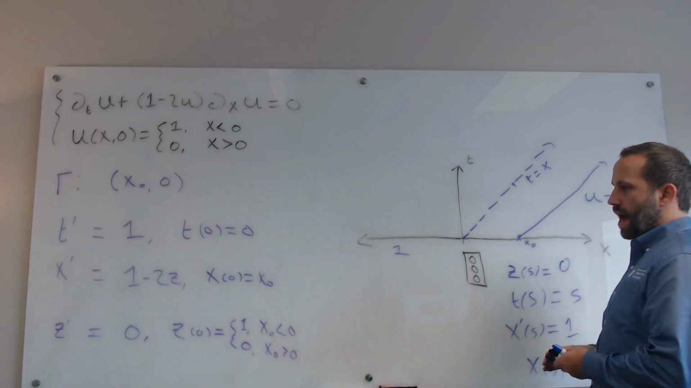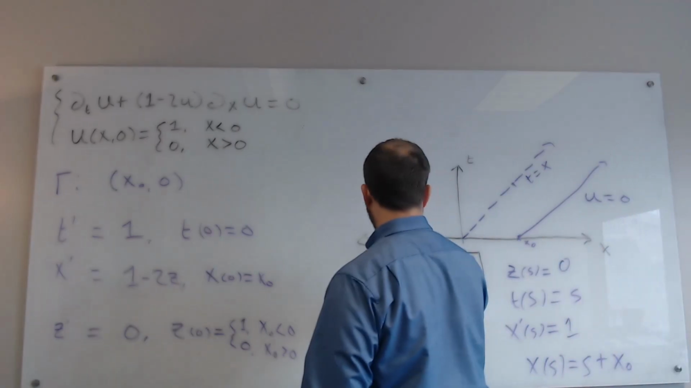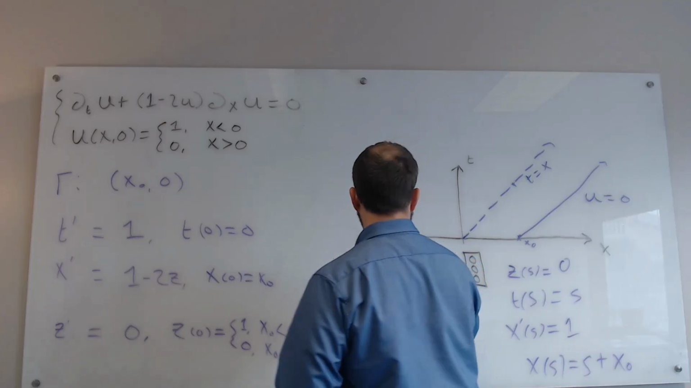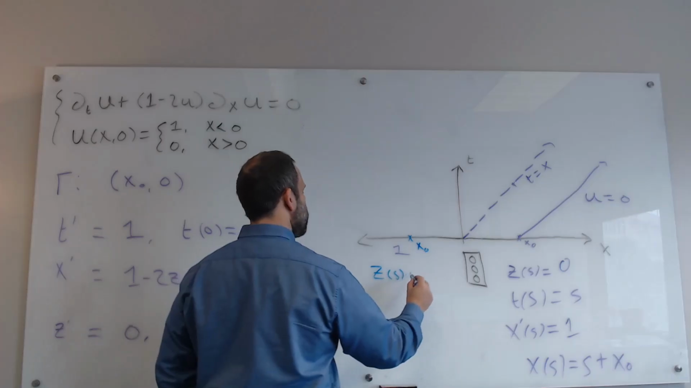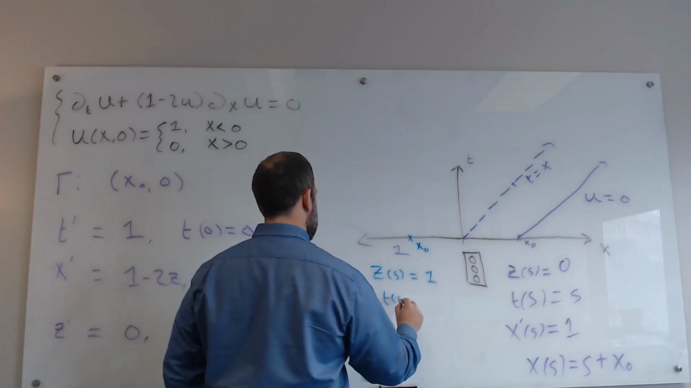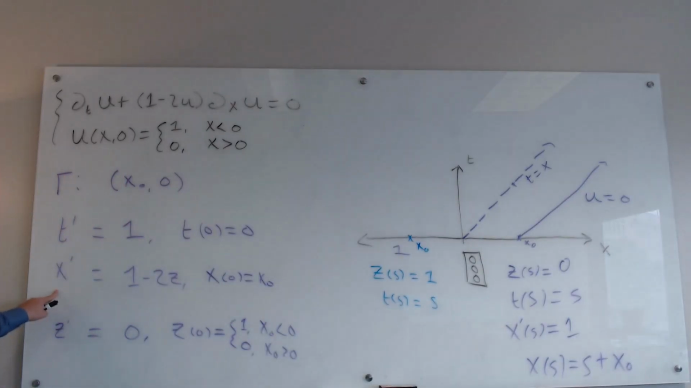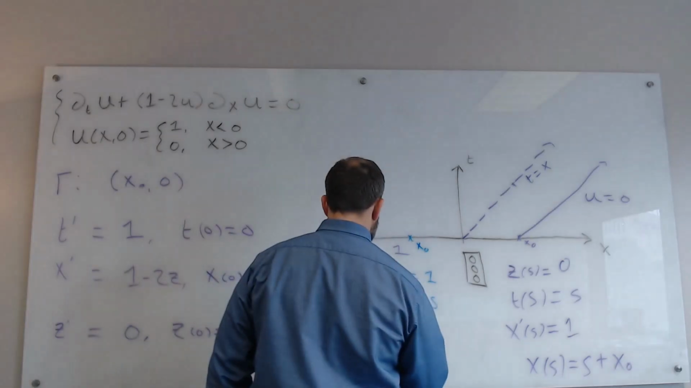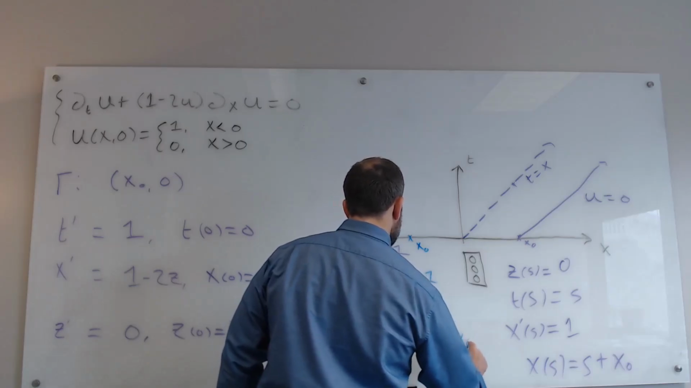Now over here, what's going to happen? Here, yes, u is equal to 1 over here. So for all of the characteristics that start from here, we're going to have z of s is equal to 1. T of s is also going to be equal to s, just like before. The difference now, let's just do this without having to write much down. Z is equal to 1 over here. So x prime is equal to 1 minus 2, that's minus 1. So x of s is equal to minus s plus x naught.